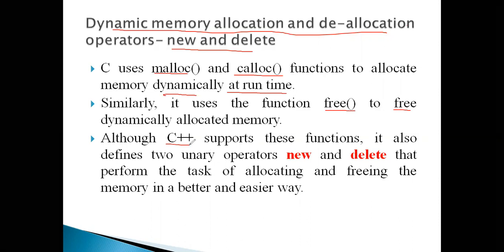Here in C++, instead of these functions, two new operators are defined. Those are nothing but new and delete. We have two unary operators. Unary means we perform the operation on only one particular operand. So here we use two operators in order to allocate and deallocate the memory: one is used to reserve or create the memory, and the other is used to delete or free the memory. For that we have two operators, new and delete, in C++.